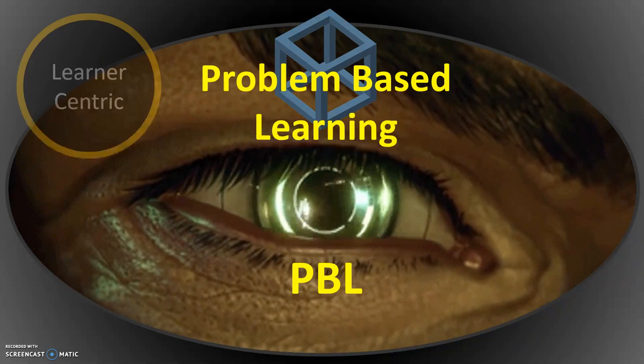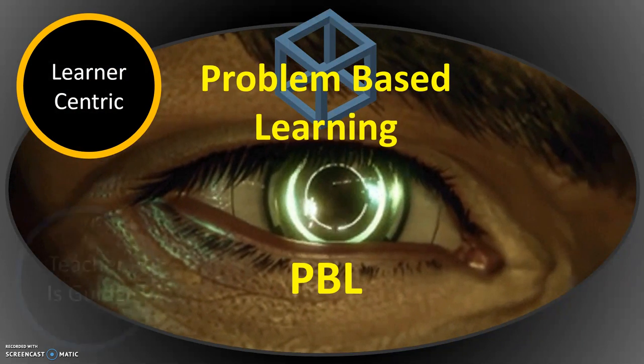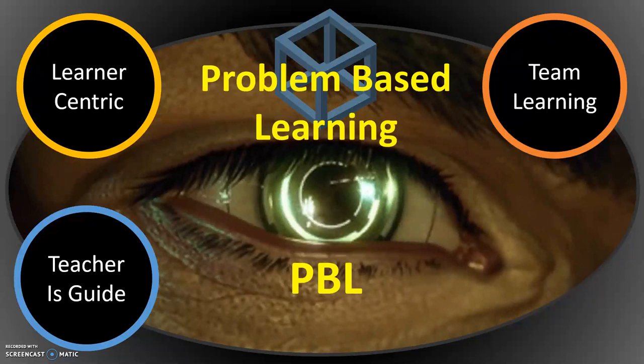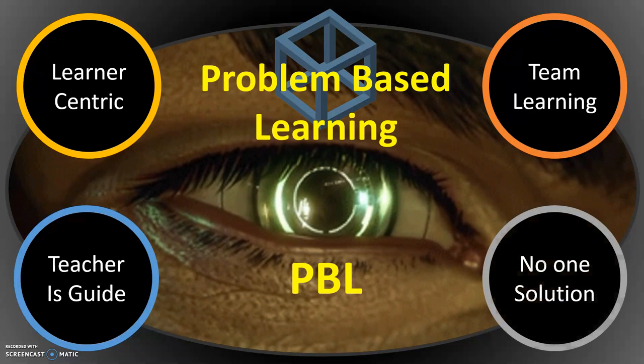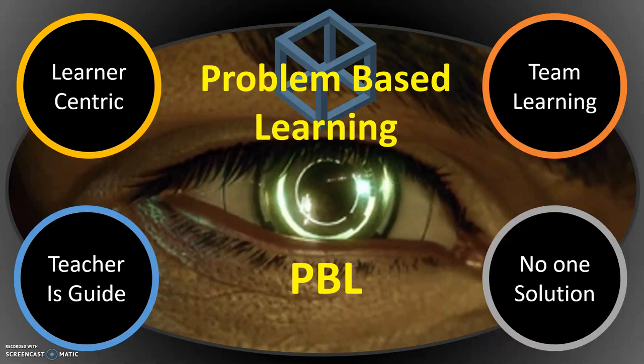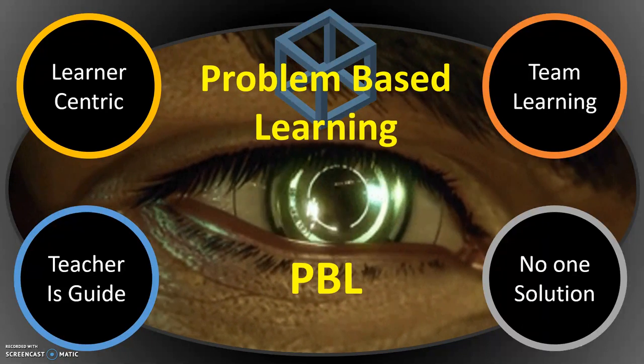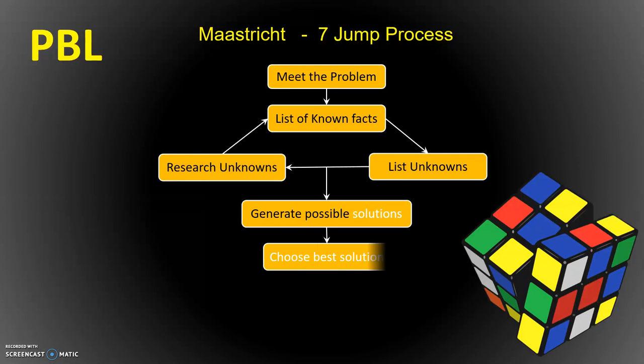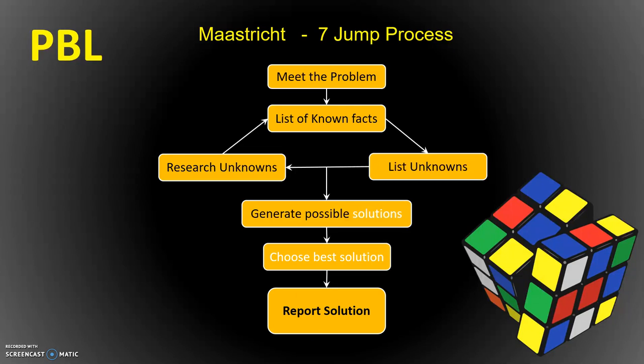Also, problem-based learning, which basically is learner-centric. The teacher is a guide. It's team learning, and there's no one solution. So they're ill-conceived problems that the students address as a team. Maastricht University is where it started in the 1960s, and the 7-jump process is the process in developing a PBL problem. Think of it as the Rubik's Cube. There's no one solution. There's no one way to get to the solution.